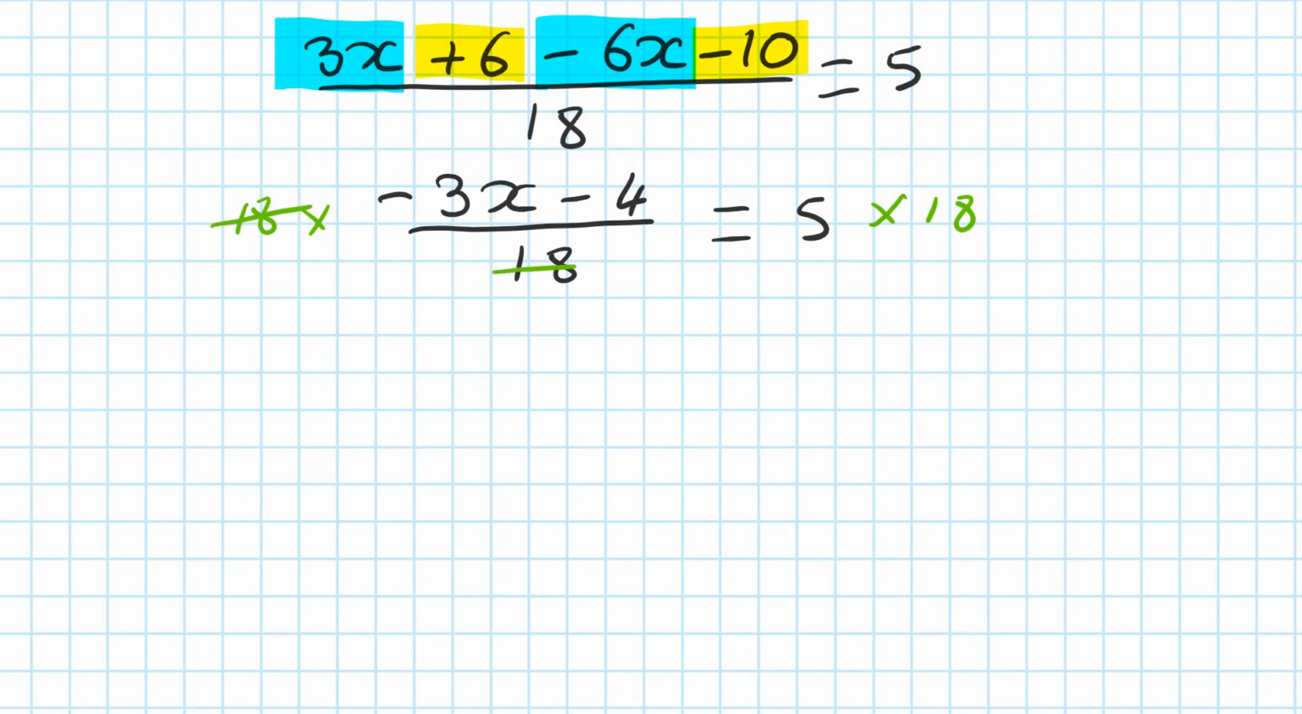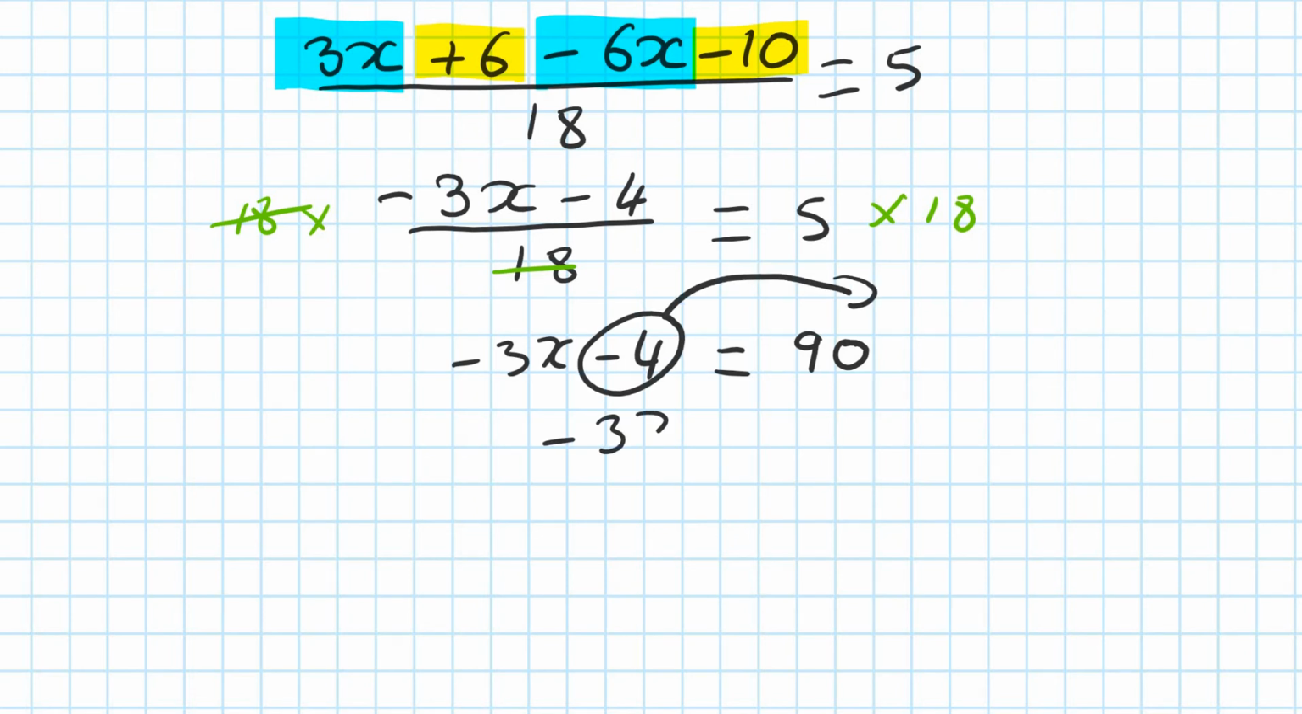So now what I have left is minus 3x minus 4 is equal to 5 times 18, which is 90. Just use your calculator, 5 times 18, you get 90. So now I'm going to move the minus 4 to this side, it becomes plus, right? So minus 3x on this side, you're left with 90 plus 4, your answer is 94.